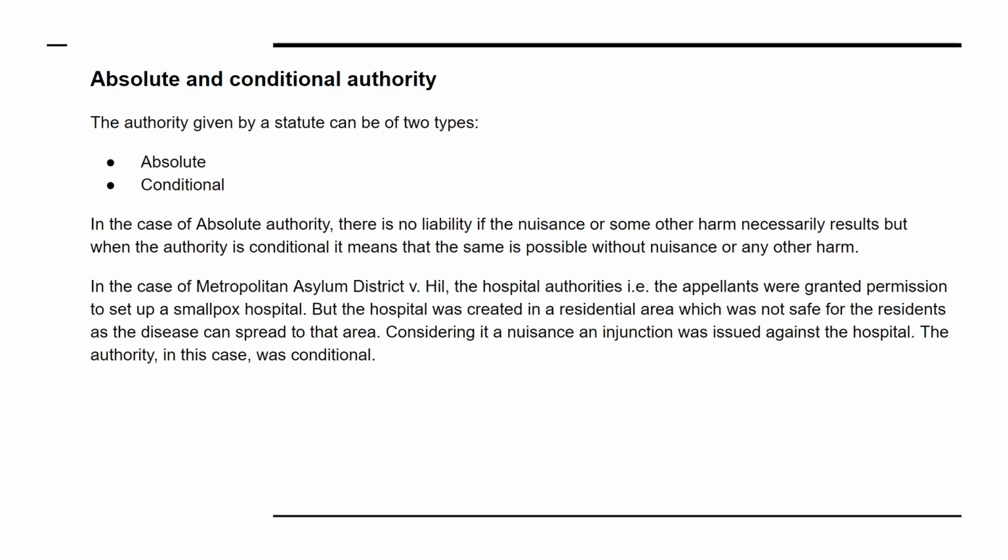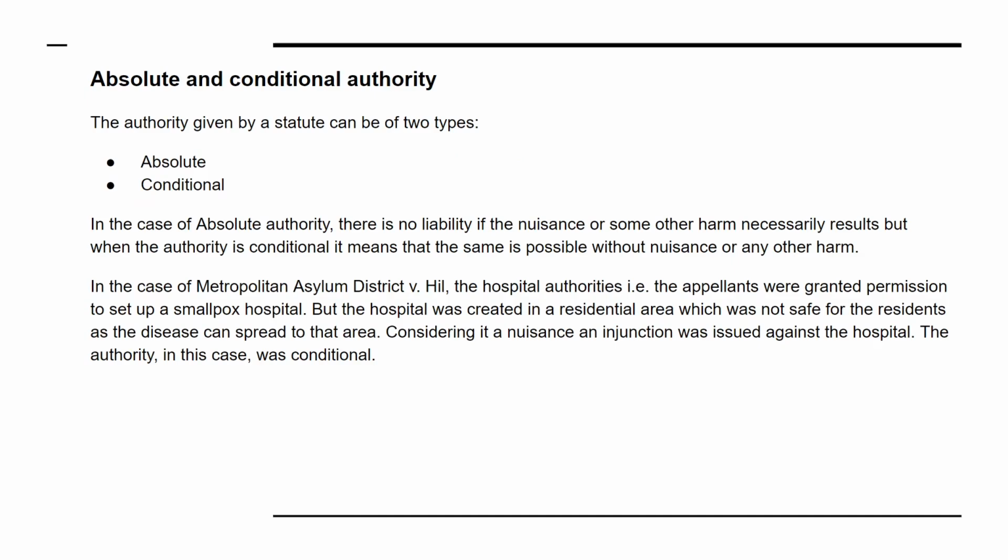Absolute and conditional authority. The authority given by a statute can be of two types. Absolute. Conditional. In the case of absolute authority, there is no liability if the nuisance or some other harm necessarily results, but when the authority is conditional it means that the same is possible without nuisance or any other harm.